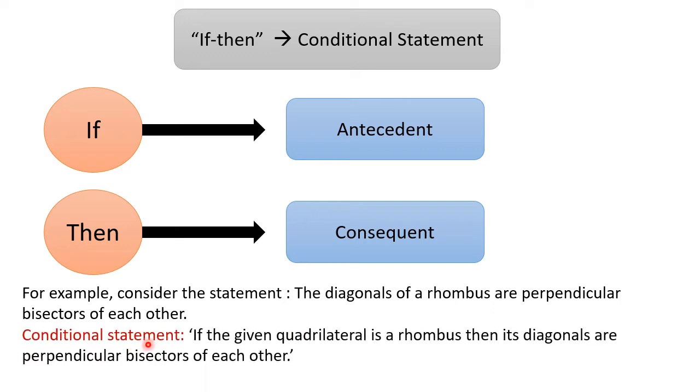So of this statement, if we have to write conditional statement, how do we write down? Pay attention. So the conditional statement will be, if the given quadrilateral is a rhombus, then its diagonals are perpendicular bisectors of each other. So you can see here, if part is what? If the quadrilateral is rhombus, then what happens? Its diagonals are perpendicular bisectors of each other. So in exams you will be given such kind of statement and you have to convert into if and then statement. Okay, so this is how you convert.